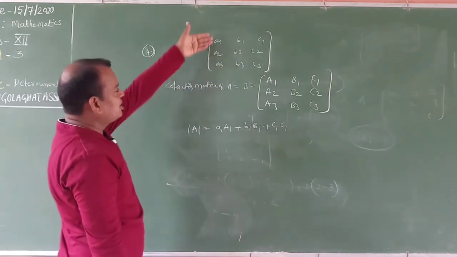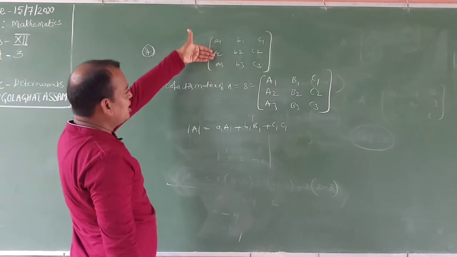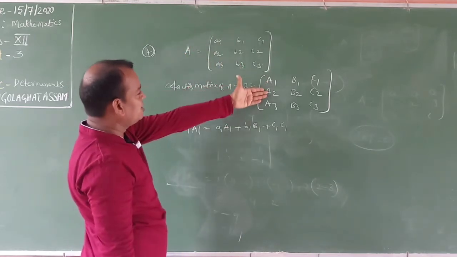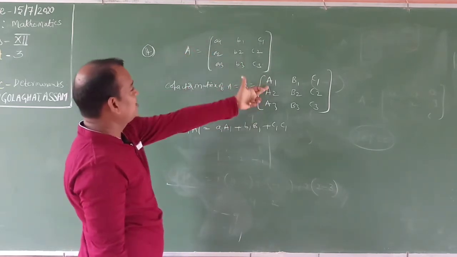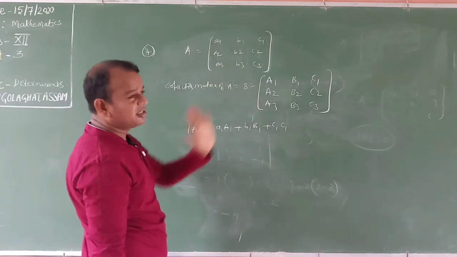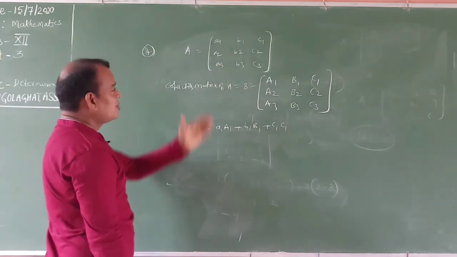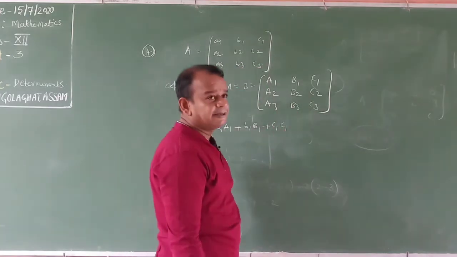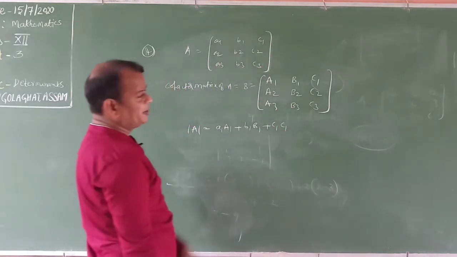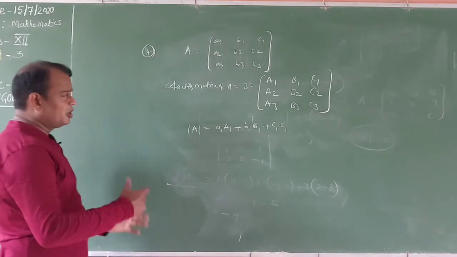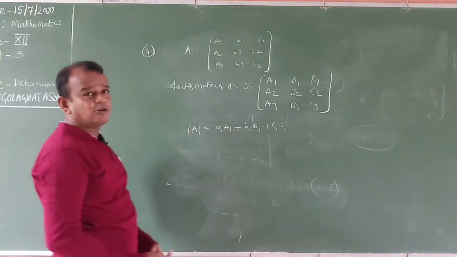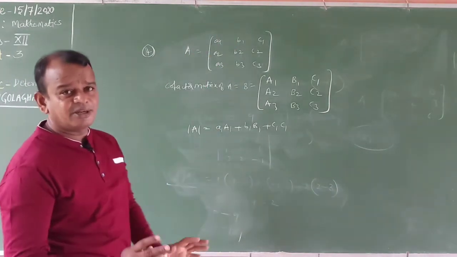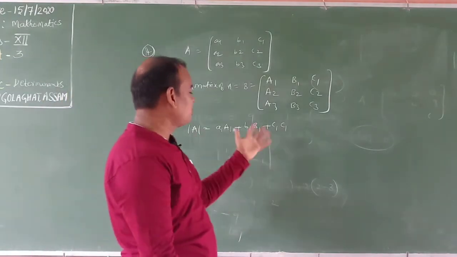Suppose we take this column, A1, A2, A3. The corresponding cofactors give A1 times cofactor A1 plus A2 times cofactor A2 plus A3 times cofactor A3. That is the determinant of the matrix. You can also take the third column, A3, B3, C3 with their cofactors. This is also the determinant. The sum of the products of the elements of a row with their corresponding cofactors is called the determinant of the matrix.